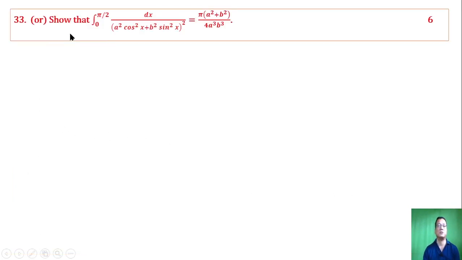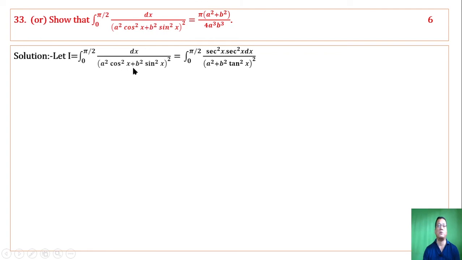Question number 33. Prove that the value of this definite integral is this. 6 marks. Let I equal to this, and we have cos square.